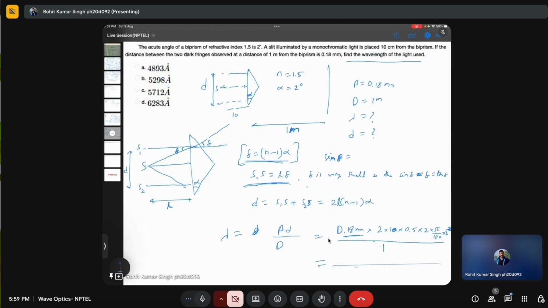Excuse me, sir. We have given the distance between two dark fringes. So shouldn't it be 0.18 by 2? Yeah. So this is the fringe width. Between two dark fringes or between two bright fringes, the distance will be same. So we'll take it as beta is 0.18.